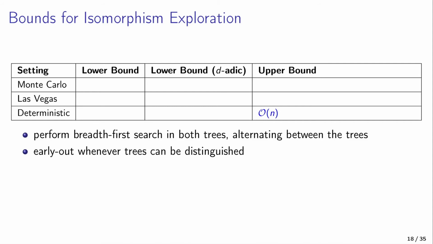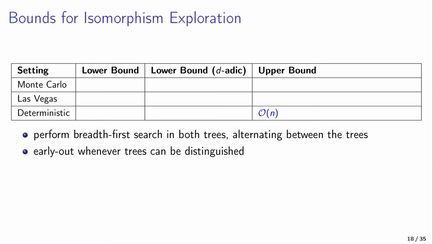Let's start with the easiest of the bunch, which is the deterministic upper bound of O of small n, which is the minimum of the two tree sizes. In order to run in the minimum of the two tree sizes, we need to interlock traversal of the two trees. We can do that by performing, for example, breadth first search in both trees in parallel, alternating between the trees after each explored node. If at any point we can distinguish the trees early, we just stop exploring. This achieves the O of n running time.